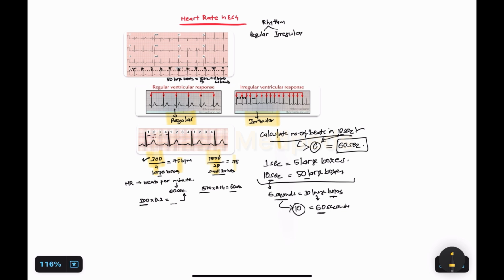Suppose the rhythm is not regular, then focus on the ECG paper and calculate the number of beats for 6 seconds or 10 seconds. Suppose you are considering 6 seconds, it will be 30 large boxes. If you want to consider 10 seconds, it will be 50 large boxes. So once we get the number of beats in that particular time period, multiply with the number which will give us the total number of beats in 60 seconds. This will be helpful especially in case of atrial fibrillation if we want to calculate the heart rate.